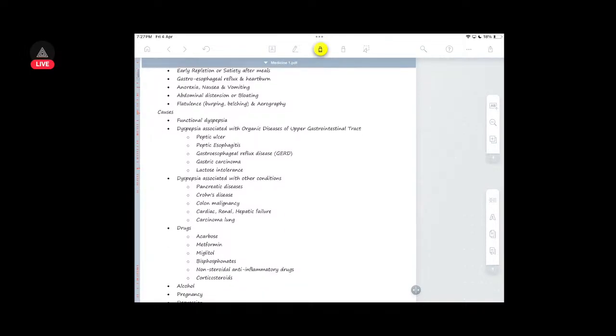Then it is caused by, it may be functional dyspepsia, wherein it's like a psychiatric disorder, and cannot actually be cured. It can be dyspepsia associated with organic disease of the upper GI tract.